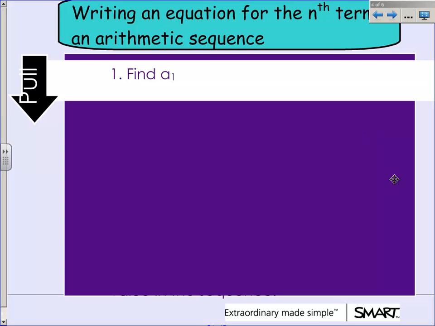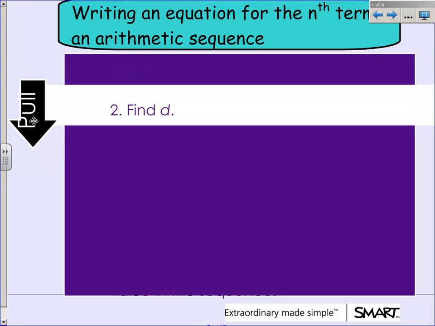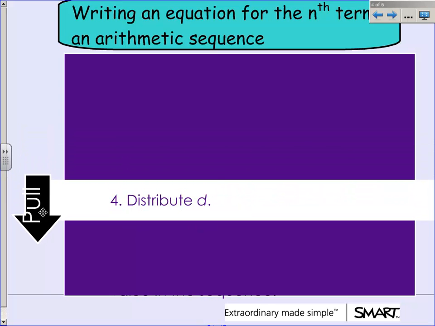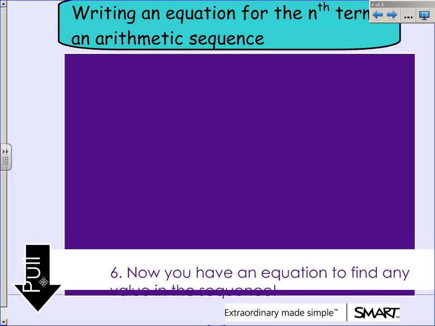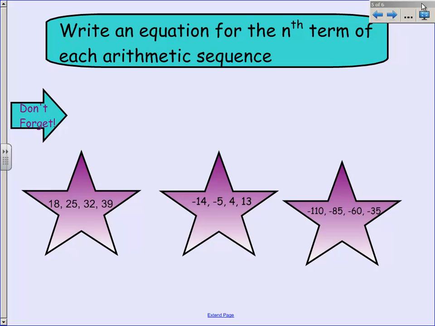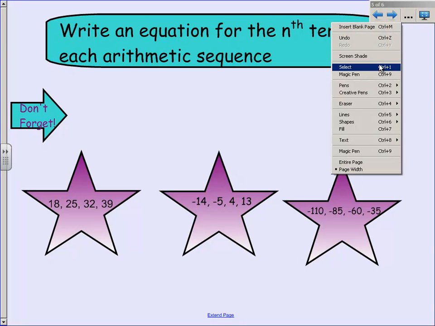Whenever you're writing the equation for the nth term, which is going to be something a little harder, the first thing you want to do is find a sub 1. After you find the first term, then you want to find your common difference. After that, you want to plug values into this equation right here: a sub 1, n, and d, and a sub n. Then we'll distribute the d, simplify by adding terms, and we have an equation to find any value in the sequence. Let's practice this.